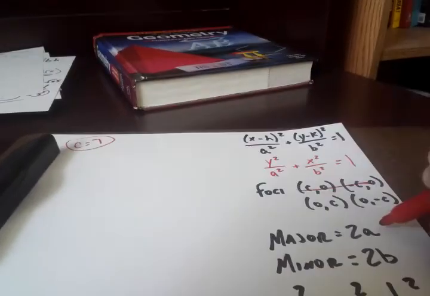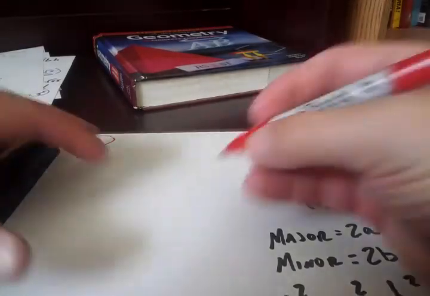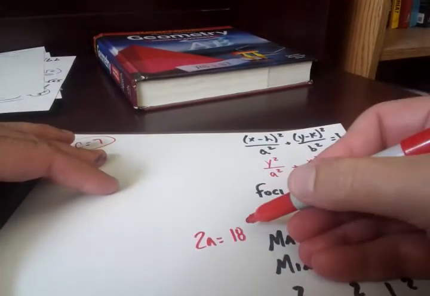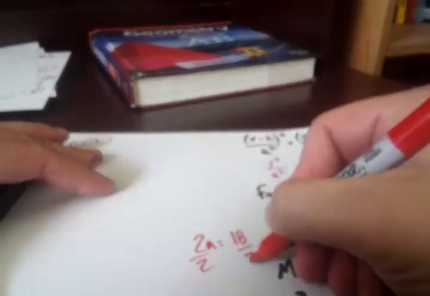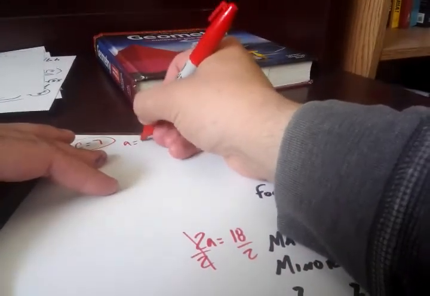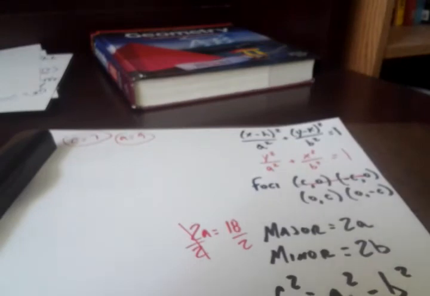So major equals 2a. All I'm going to do is say 2a equals 18, right? The major is 18. We'll divide by 2, and a is 9. Okay, so that's a nifty little formula there to help us.